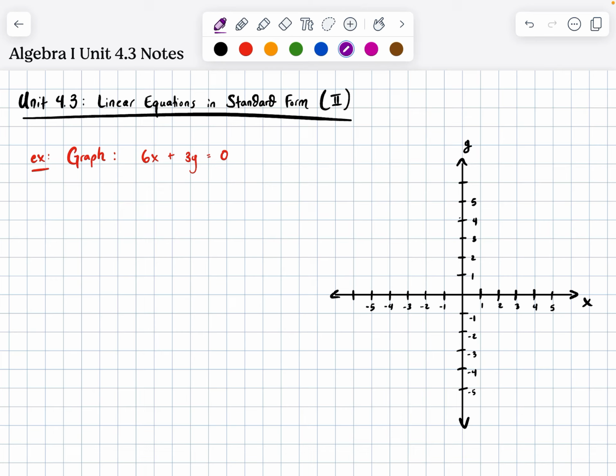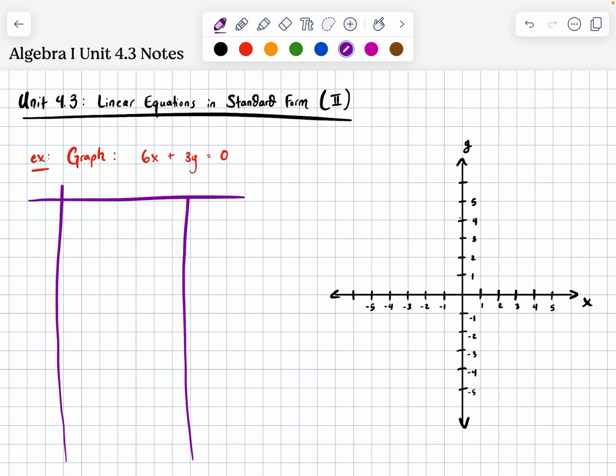Alrighty, hopefully you paused and did some work. 6x plus 3y equals 0. Now to begin, you don't necessarily need to use exactly this structure, but I like to give myself a table where I can keep track of some values of x and y. And in my middle column, I often like to include my connector tissue of 6x plus 3y equals 0 to remember how my variables are connected.